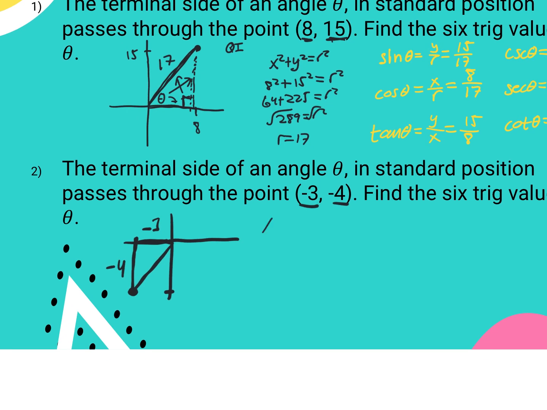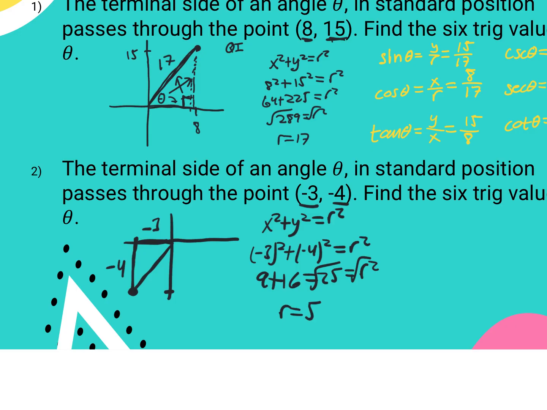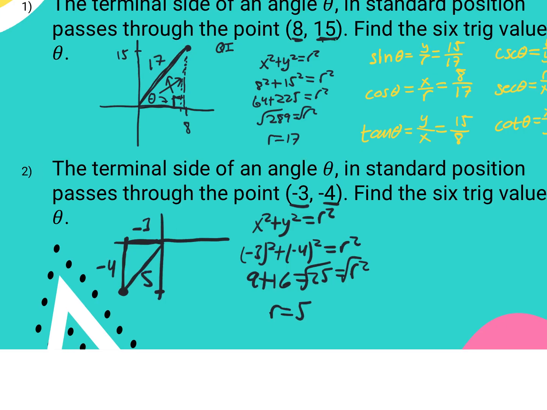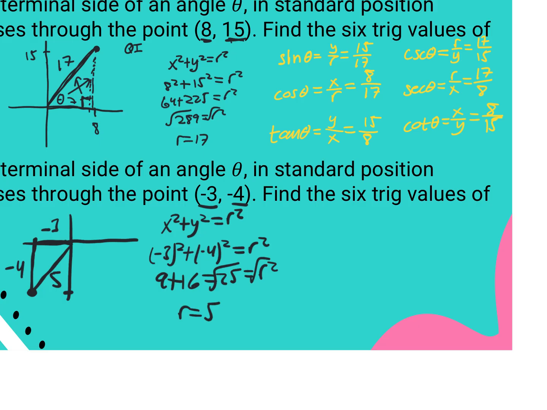And again, to find r, it's going to be x squared plus y squared equals r squared. Right, so you can use the Pythagorean theorem. That's going to get you (-3) squared plus (-4) squared, which is going to get you 9 plus 16, which is 25. And so to get r, you just take the square root, and then we get r is 5. All right, so now that we have all that, we can find our 6 trig functions.